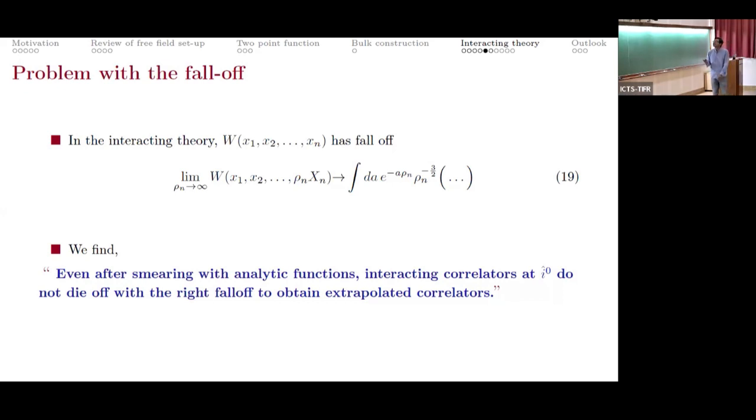Okay. So there is this e to the power a, and a can be anything. So this does not respect the dictionary we defined. So what you are finding is, even after smearing with some analytic functions, the interacting correlators do not die off with the right falloff to obtain the extrapolate correlators. So what do we do? How to solve this problem?